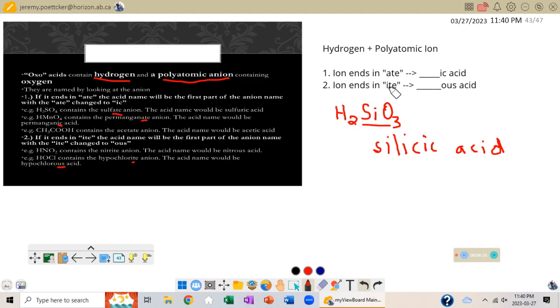All right, what if it ends in -ite? Well, let's look at another one here. Let's look at actually two. One that doesn't follow the rule. H2SO3. It's sulfur. I don't know what it is about sulfur, but people just don't like sulfur, I guess.